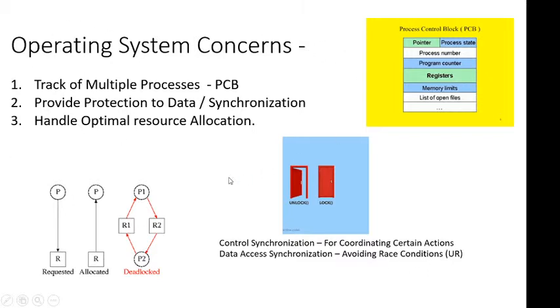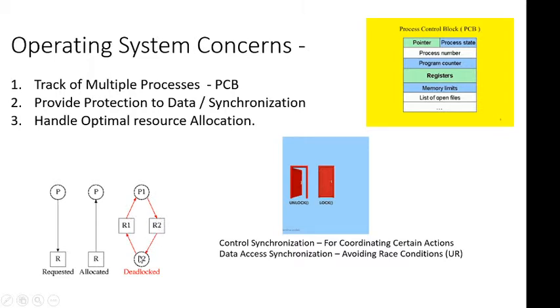So the third concern of the operating system is how to handle optimal resource allocation. So you've got very limited resources like R1 and R2, you've got only 2 resources and many processes can request for the same resource. So how do you handle them optimally? So that there is no deadlock. See? So if P is requesting R, so R must be given to P. So this is fine. But if you see this scenario, there is resource 1 and resource 2. Now resource 1 is given to P1. P1 has resource 1, but P1 also needs resource 2.